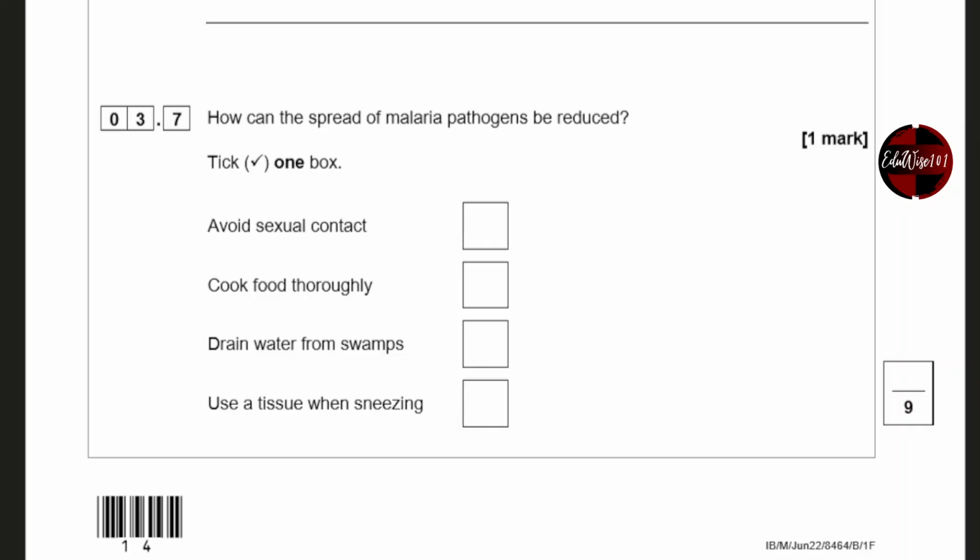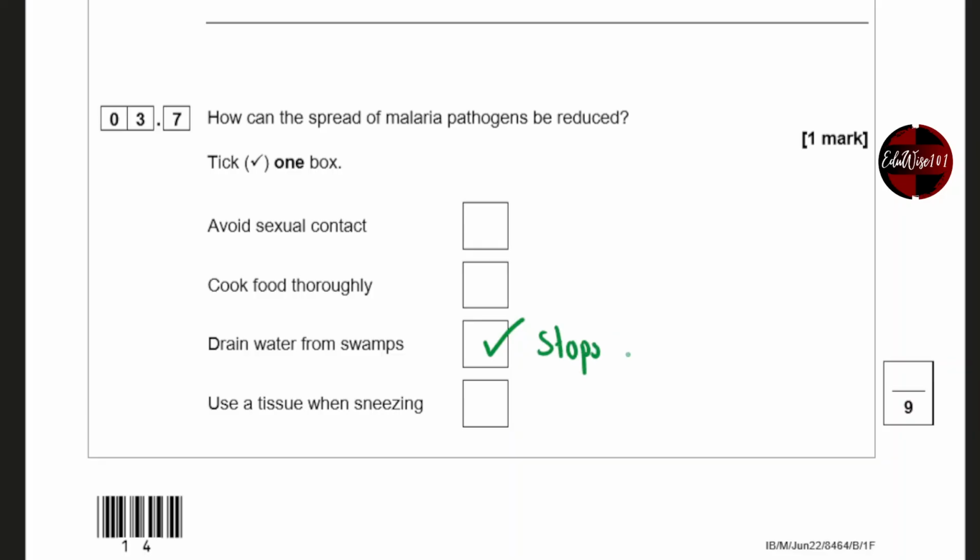So avoid sexual contact. No, that's not going to happen. Cook food thoroughly. It's not passed through the food. Drain water from swamps. That is correct. How does that help? Mosquitoes lay eggs in standing, dirty water, and those eggs will hatch into new mosquitoes. So if you drain the water from the swamp, then you stop the mosquitoes from reproducing. So let's write that down.